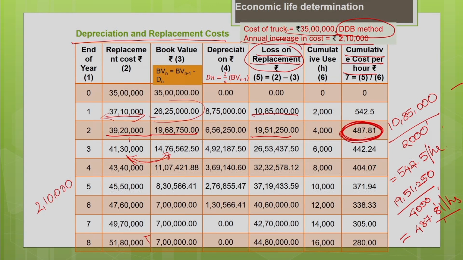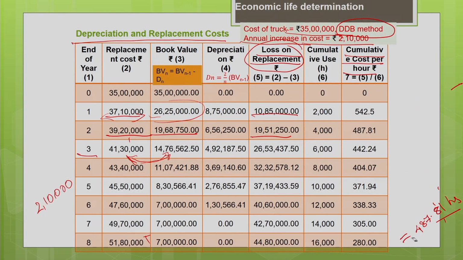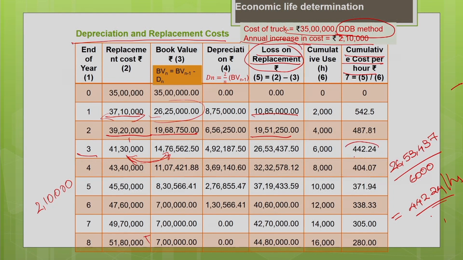So, we are calculating on the cumulative basis. Similarly, for the third year, it is nothing but 26,53,437 divided by 6000. It gives you the cost as 442.24 per hour. So, if I am going to replace this machine at the end of third year, you can see the cost per hour associated is 442.24 per hour for the past 3 years.